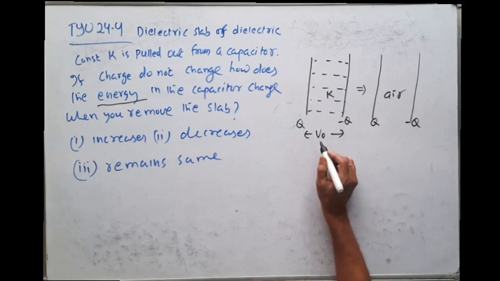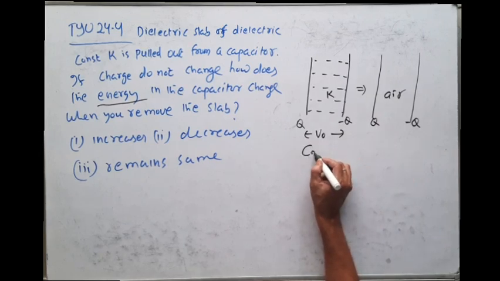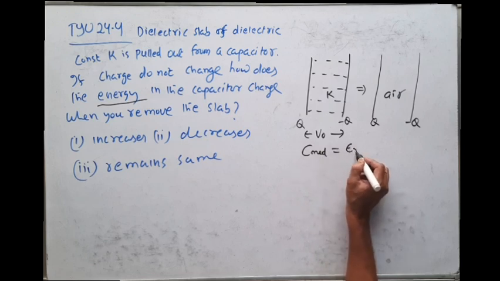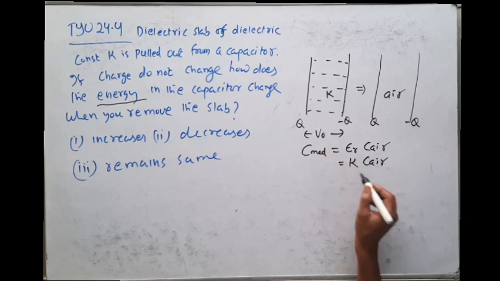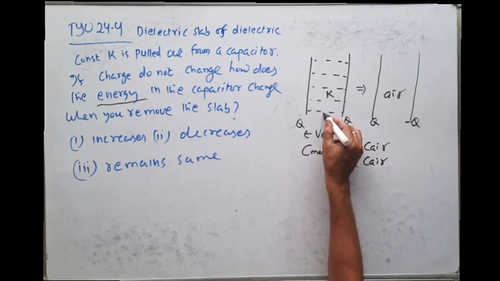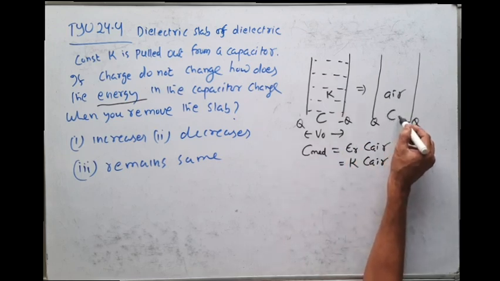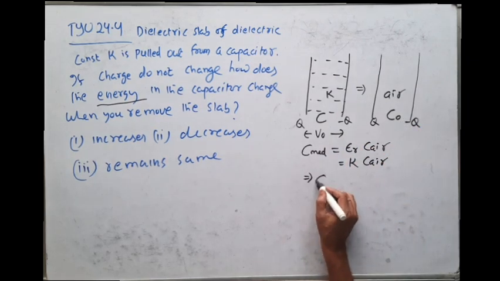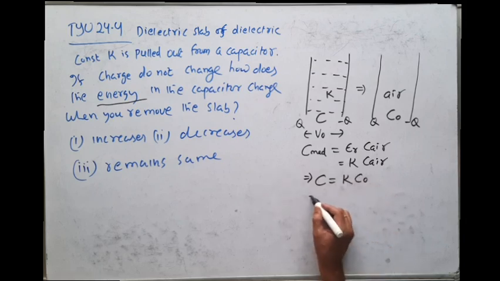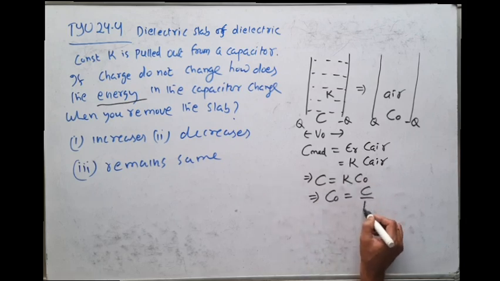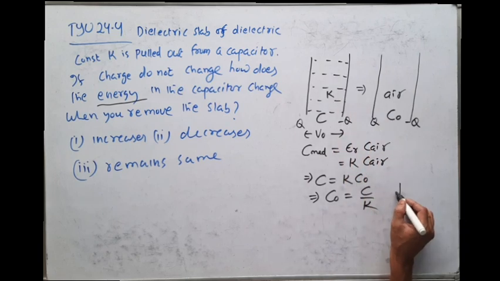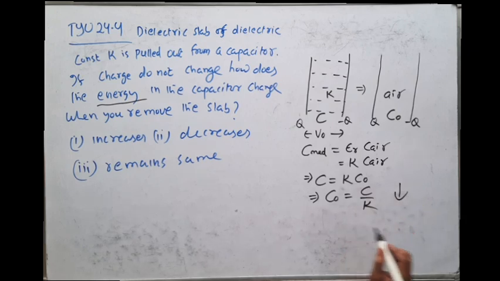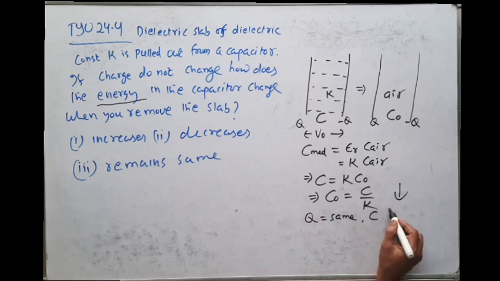So now you see, do you know the formula of capacitance for any medium? It is nothing but epsilon r times the capacitance in air medium. That is equal to K times the capacitance in air medium. So in the first case, capacitance is say C. In the second case, capacitance is say C naught. So we can write C is equal to K times C naught, that means C naught is equal to C by K. So by pulling out the dielectric, capacitance decreases. Here the charge remains the same, but capacitance decreases.